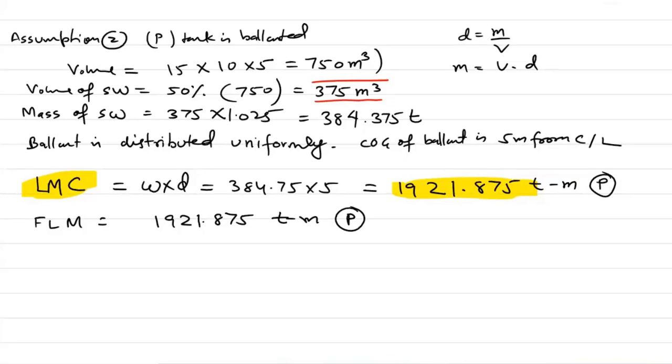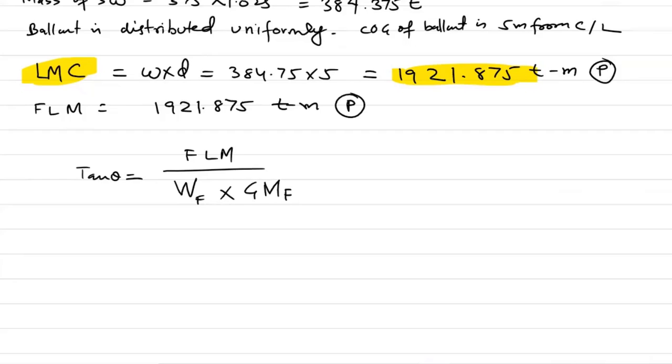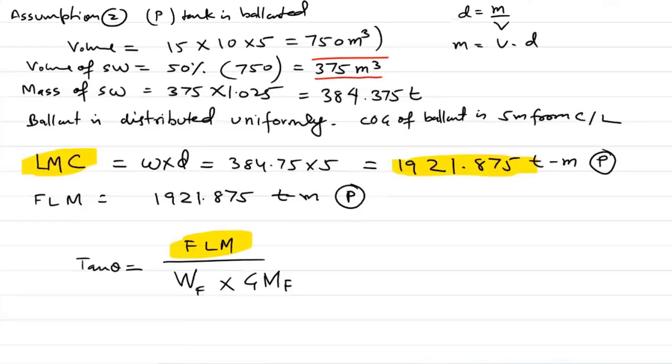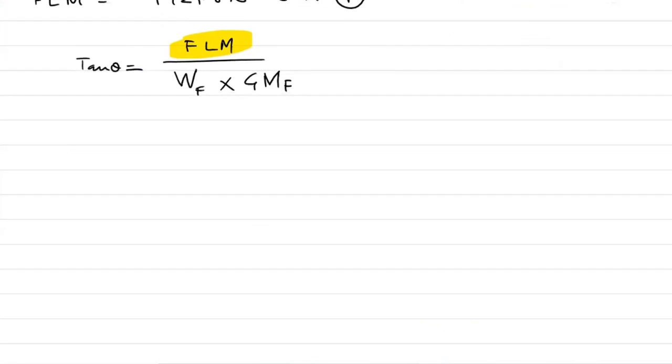What else do we need to know? GM final. The formula for list is: tan theta is equal to final list moment upon final weight into GM final. So this you have already calculated. We need to calculate these two parameters, and for that I will tell you a simple shortcut.